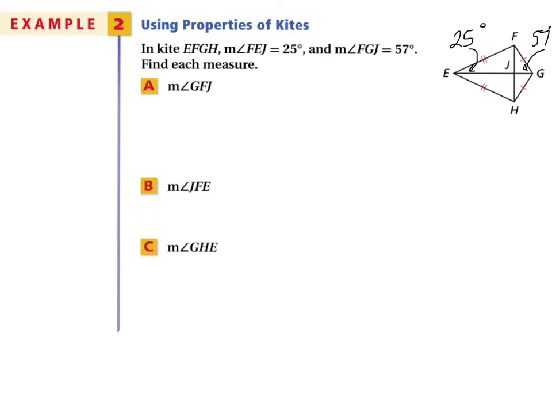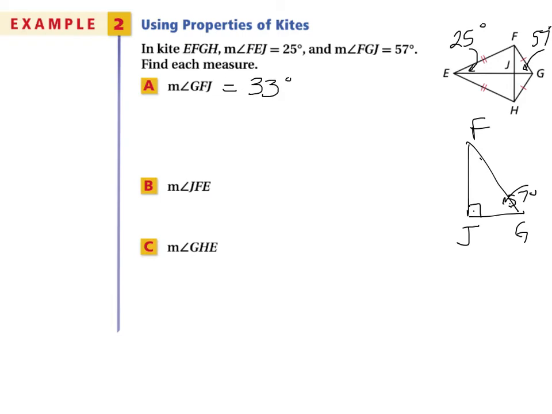The measure of angle GFJ. Well, I'm going to blow this up here, FJG. We know that the diagonals form 90 degrees. So we know that's 90 degrees. Well, if this angle is 57 degrees, the triangle sum theorem says they all add up to 180. So because this is 90, these two have to add up to 90. So 90 minus 57 would give me the measure of angle GFJ as 33 degrees.